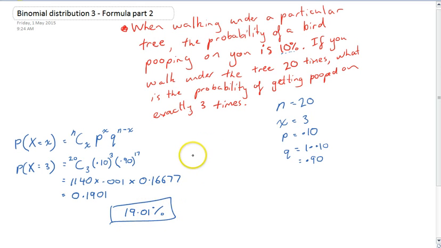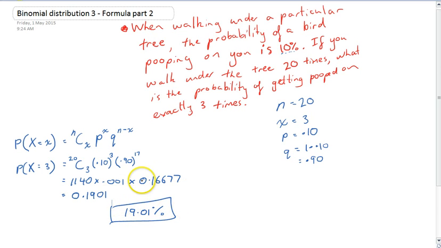All right, now think about this. If you were to walk under a particular tree 20 times where the probability of getting pooped on is 10%, there is a 19% chance that at the end of those 20 trials, at the end of those 20 days where you walked under the tree, you would have been pooped on exactly 3 times.